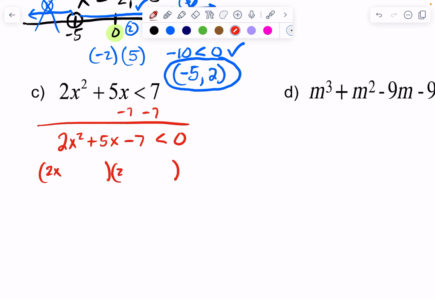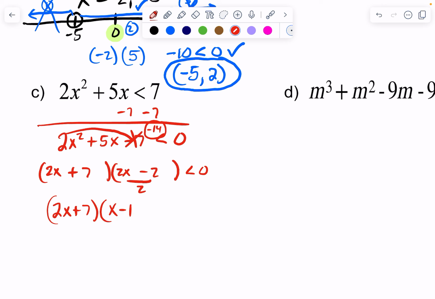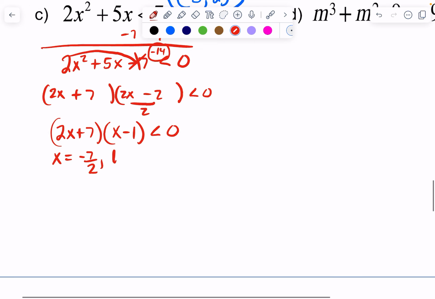So I've got 2x and 2x. 2 times negative 7 is negative 14. What times what is negative 14, but when added together is positive 5? You got positive 7 and negative 2. I'm going to go ahead and imaginary factor that 2. So I've got 2x plus 7 times x minus 2 is less than 0. So my zeros are x is equal to negative 7 halves and also positive 1.